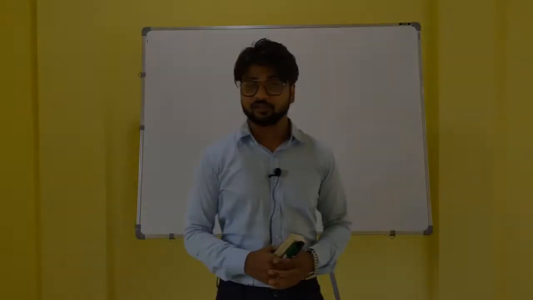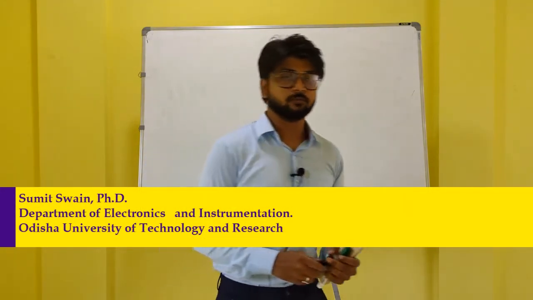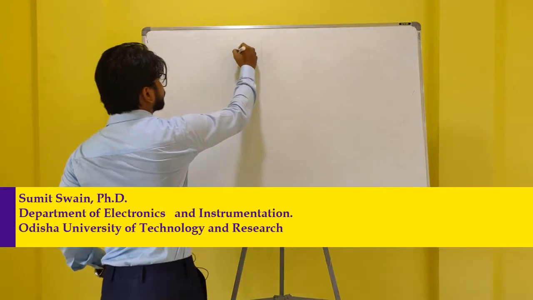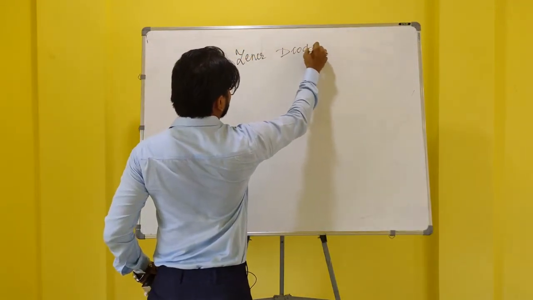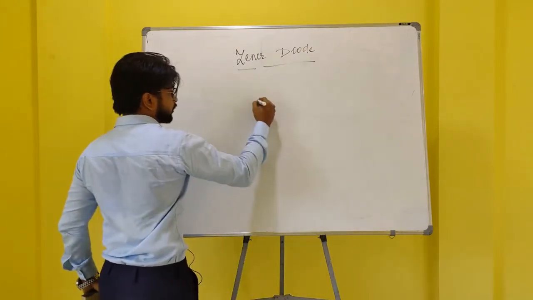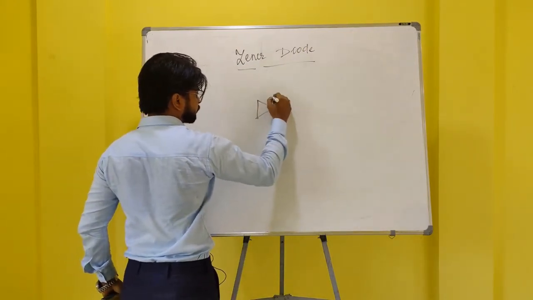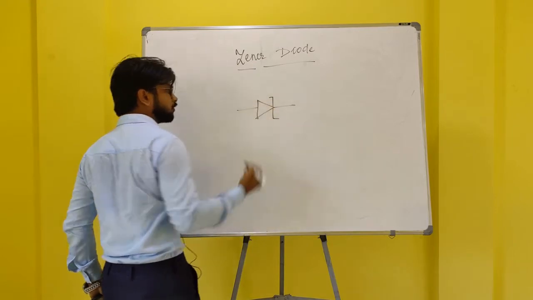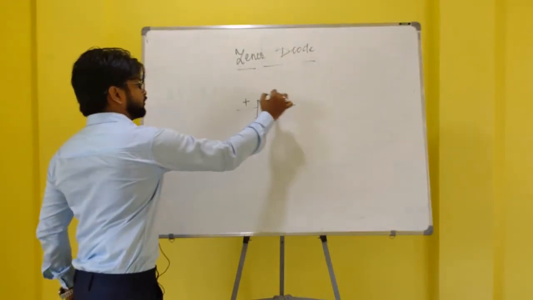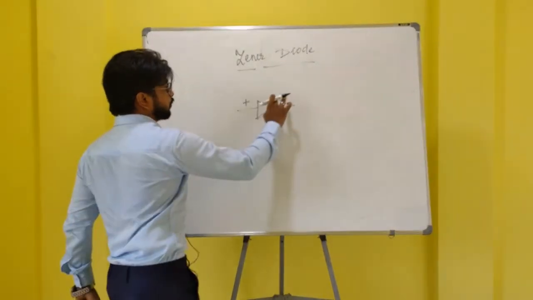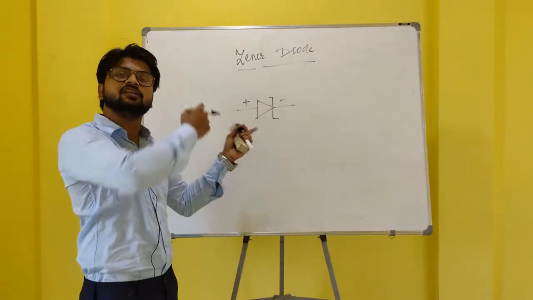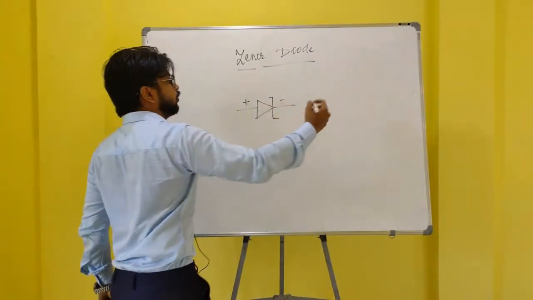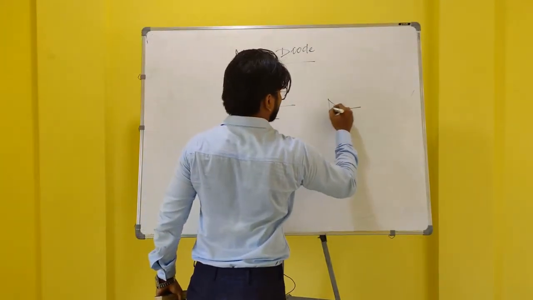Welcome to lecture 6. So today in this lecture, first we'll discuss the Zener diode. So what is a Zener diode? If you look at its symbol, it is represented by this symbol. This is the positive end and this is the negative end. Now, comparing a Zener diode with a normal diode, you could easily explain its properties. So, let us compare it with a normal diode.